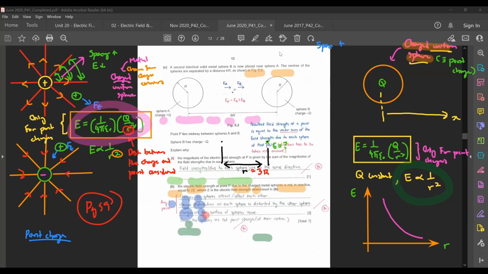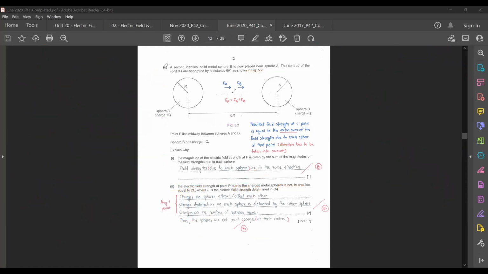This time they're going to add another charge. Here in part C, they mention that a second identical solid metal sphere B is now placed near sphere A. The centers of the spheres are separated by a distance of 6R as shown. And now they say that point P is midway between spheres A and B. It is right in the middle between the two spheres. They further mention that sphere B has a charge of negative Q. So explain why the magnitude of the electric field strength at P is given by the sum of the magnitudes of the field strengths due to each sphere.